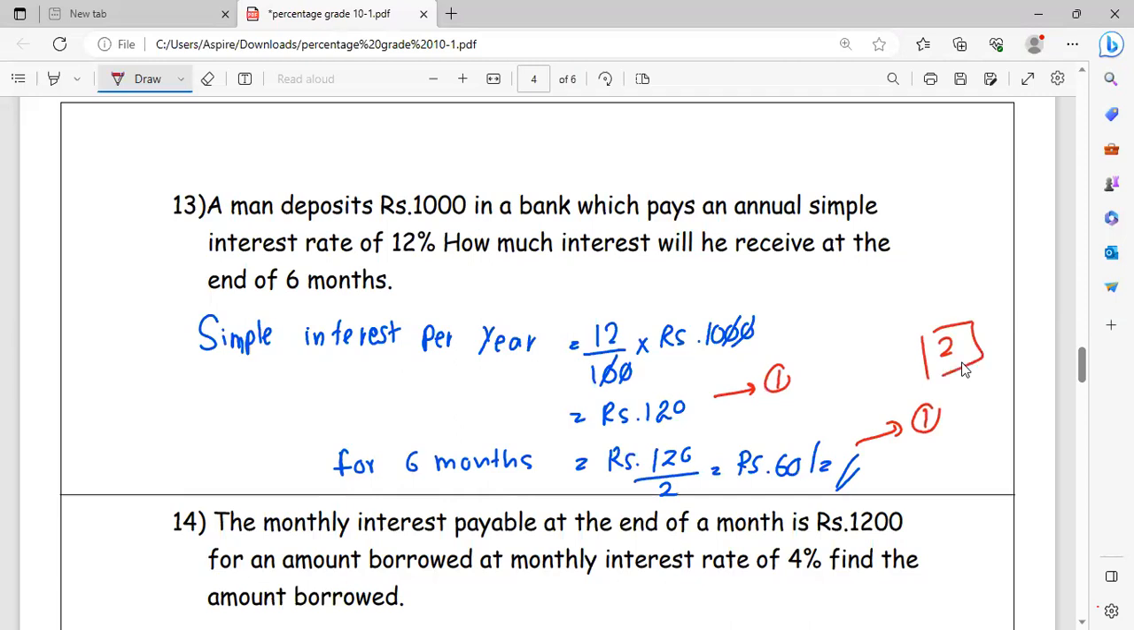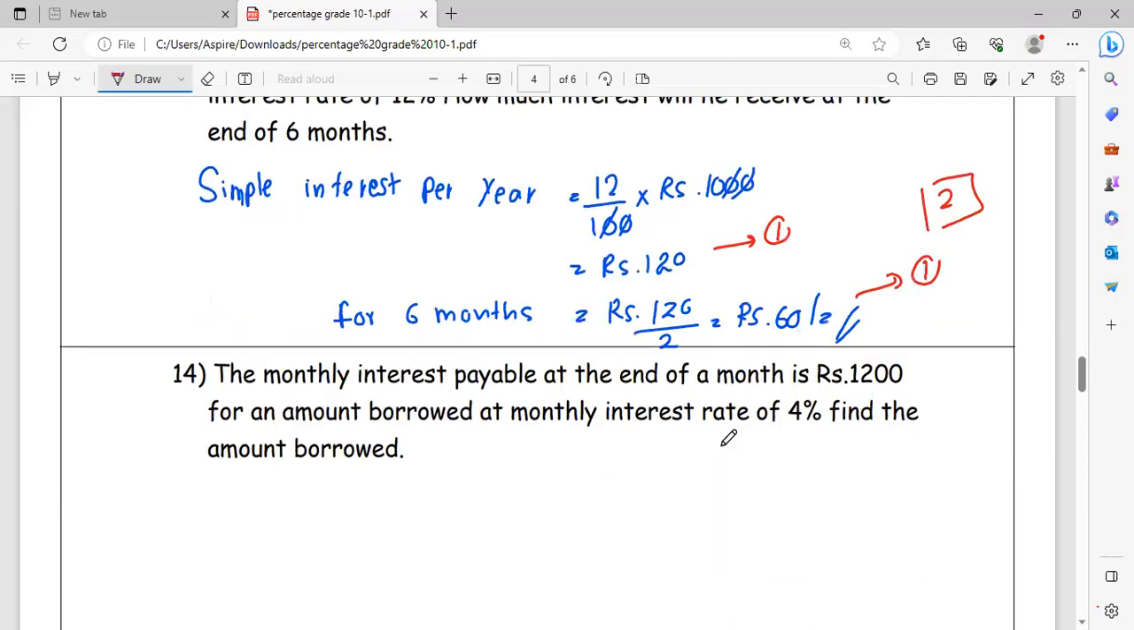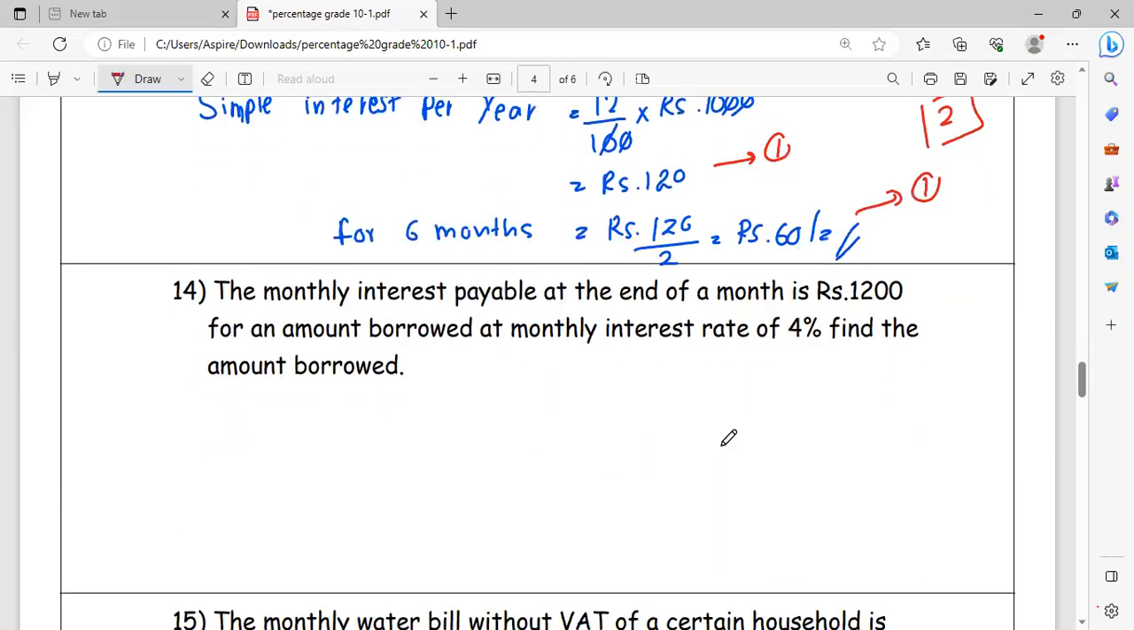It is 2 marks. Try to do the 14th question.